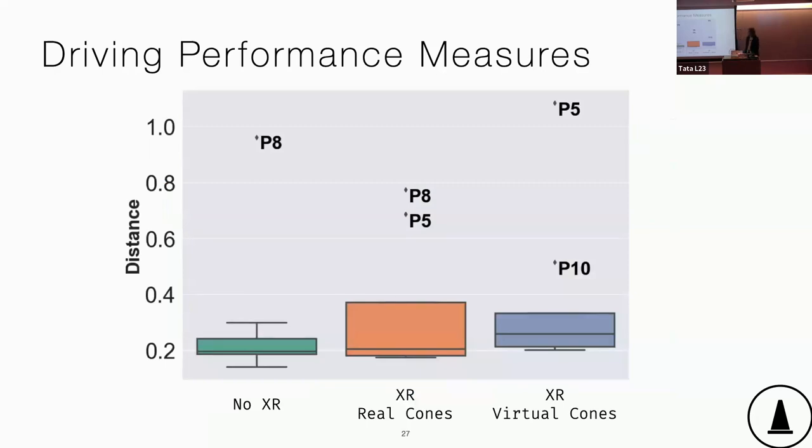Between the different conditions, so these conditions are here: not wearing a mixed reality headset; in the middle, wearing a mixed reality headset but driving with real cones; and on the very right, wearing a mixed reality headset and having to drive around virtual cones. We could show that there is not a significant difference in how well they are able to perform these tasks. We had the same amount of outliers, of participants completely getting lost while driving.